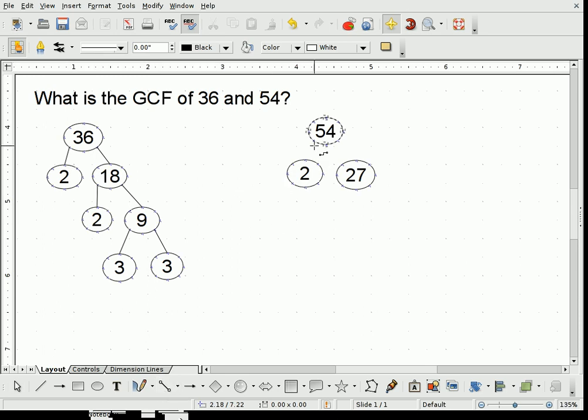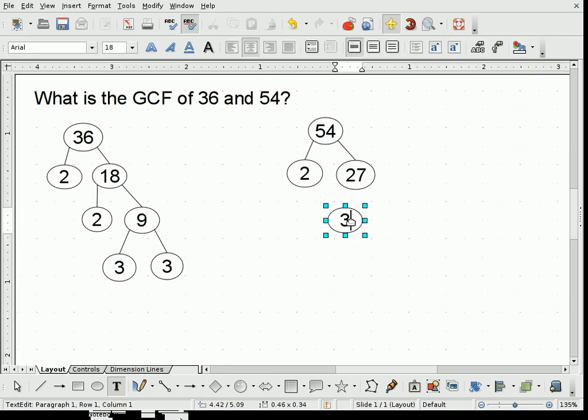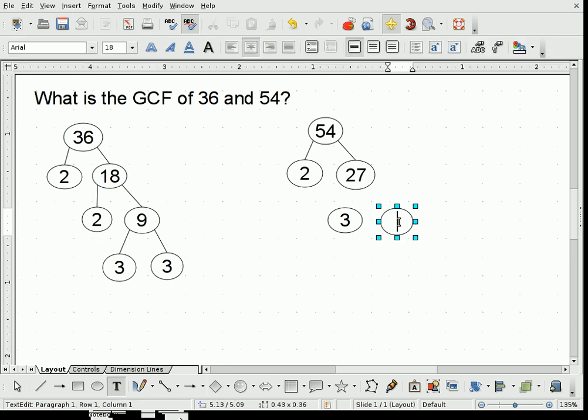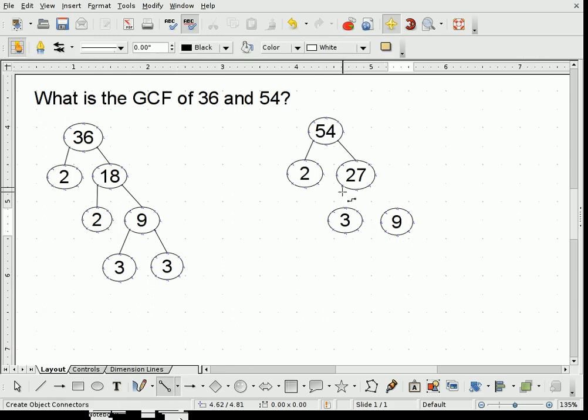And we make nice connectors, like so. Now our focus is on 27. What is 27? 27 itself is a composite number. It is not divisible by 2, but it is divisible by 3. So we know 27 has a prime factor of 3. What is the other side here? What is 27 divided by 3? It turns out to be 9. And then we draw some connectors, like that.